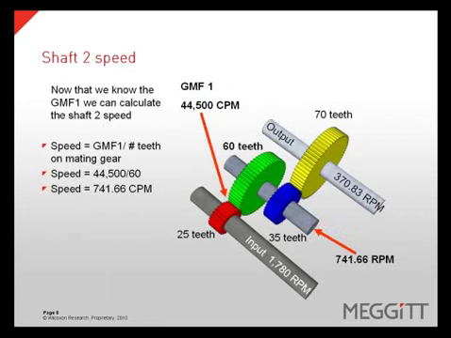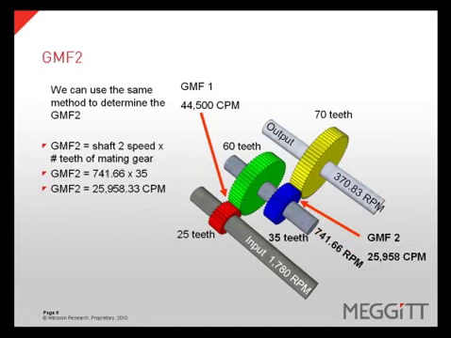Now that we know the gear mesh frequency 1, and we know the number of teeth on the mating gear, we can calculate the intermediate or shaft 2 speed. To get the shaft 2 speed, we take the gear mesh frequency 1 and divide it by the number of teeth on the mating gear mounted on shaft 2. In our example, we would take 44,500 and divide it by 60 teeth. This gives us a shaft 2 speed of 741.66 RPM.